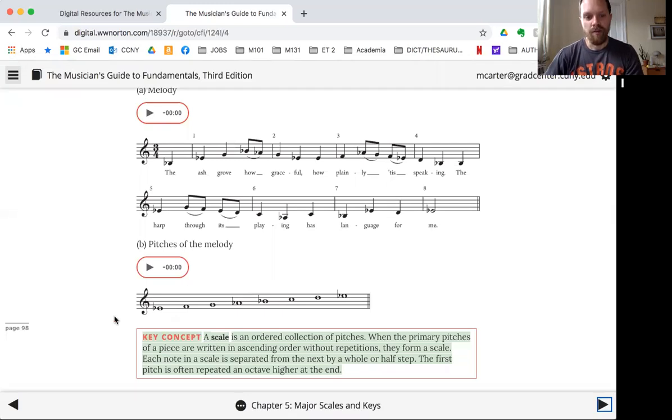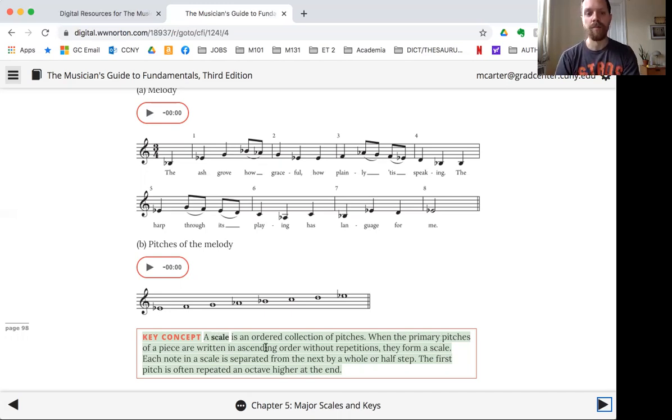But the scale itself, as your definition here says, is an ordered collection of pitches. That's an important word there. It's an ordered collection. It's not just any collection, because this melody is a collection of pitches, but not in a specific order, right? First it goes up, then it does something different and goes down. It repeats sometimes a little bit, but not always the same way. So it doesn't have the same order that a scale does. So, an ordered collection of pitches.